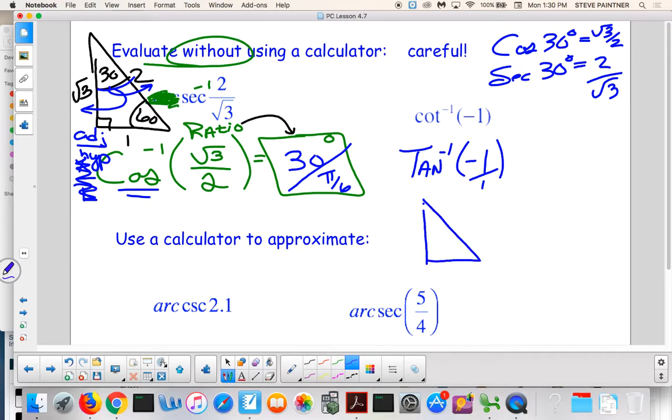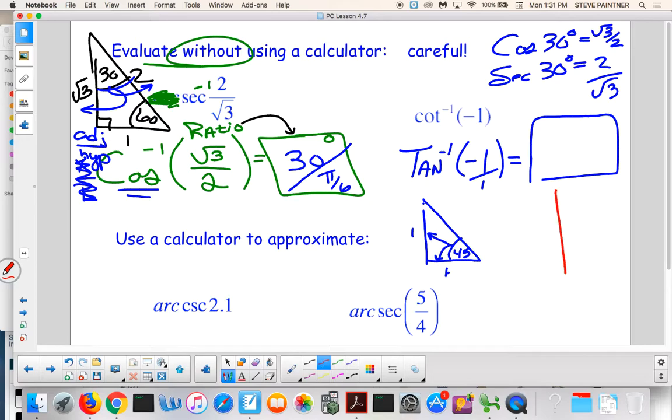Well, 1, 1. I'm gonna try my 45. Okay, tangent is opposite over adjacent. 1 over 1. Thumbs up. I got it. It's 45. Problem is, it's a negative ratio. So you are restricted with inverse tangent, cosine. All of them are restricted.